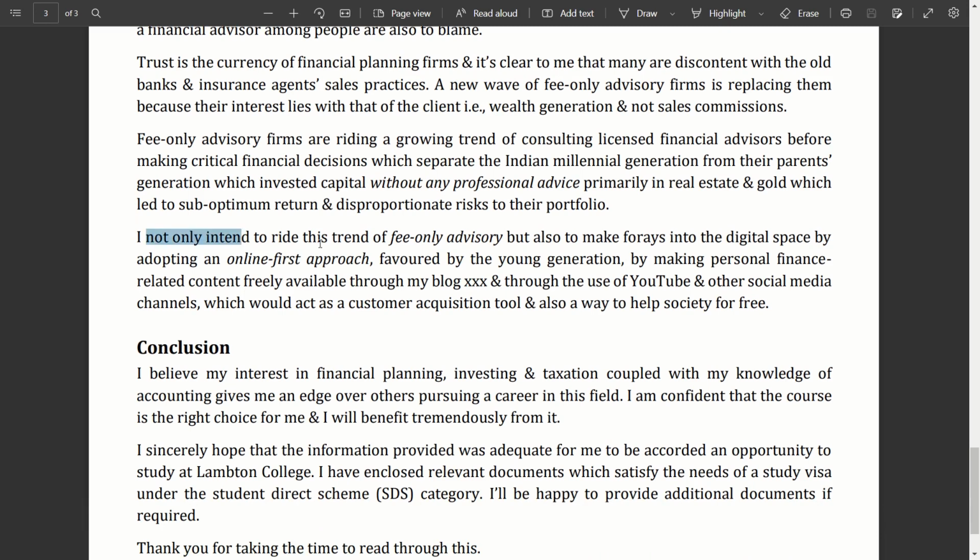I not only intend to ride this trend of fee only advisory firms, but also to make forays into the digital space by adopting an online first approach favored by the young generation, by making personal finance related content freely available through blogs and YouTube channels and other social media, which would act as a customer acquisition tool and also a way to help society for free. This puts a good impression of me in front of the visa officer. This shows that I am a good guy and I am trying to help society along with making money.